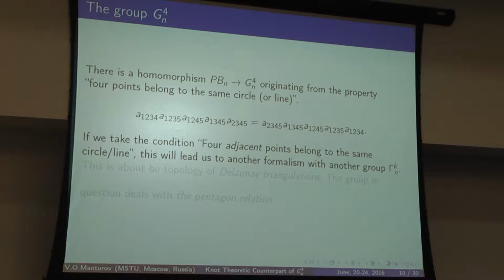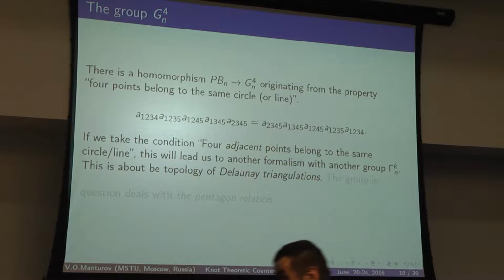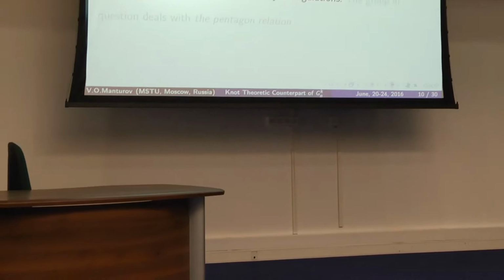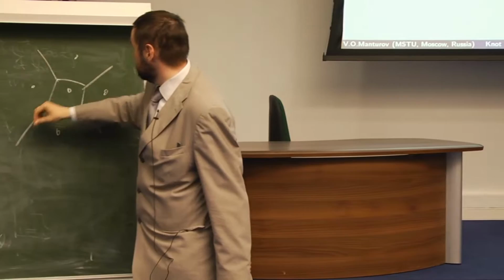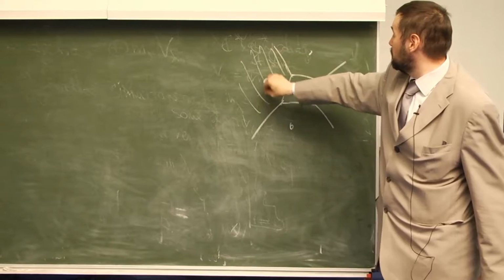We can also consider the condition that four adjacent points belong to the same circle or line. This is the way of describing Delaunay triangulation and Voronoi splittings. So if we have several points on the plane, we can tile the plane into regions, and the points in each region are closest to the point lying in the center of that.